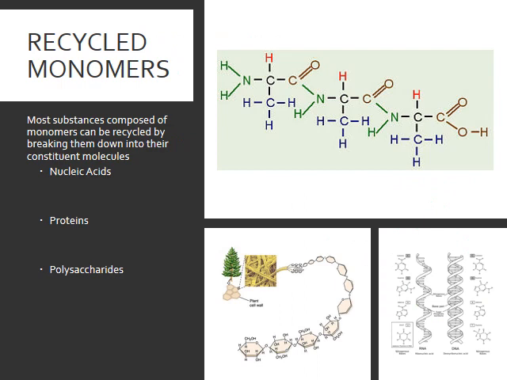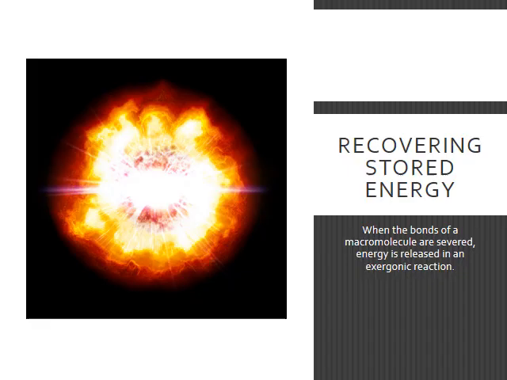We've got a bunch of macromolecules, right? What are the monomers of the nucleic acids? Nucleotides. What are the monomers of the proteins? Amino acids. What's the monomer of the polysaccharides? Monosaccharides. Well done. By breaking down these larger molecules, you can get the components to rebuild new large molecules.